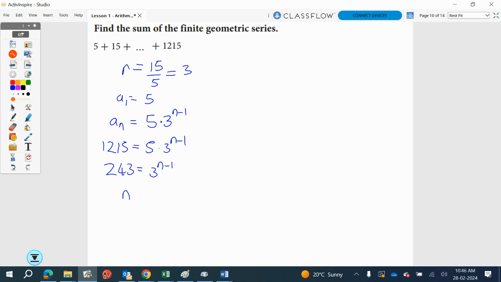All right. So this gives us n is equal to 6. So we want the sum of 6 terms, which is a1 multiplied by r to the 6 minus 1 over r minus 1, that is 3 to the 6 minus 1 over 3 minus 1. Type this into your calculator, see what we get. You don't need to solve it.